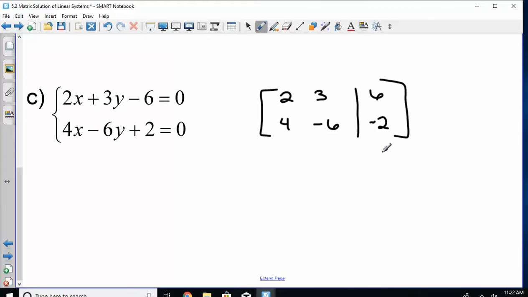The other side. Okay. Size 2 by 3. Okay. All right, let's go the other way. I'm going to give you a matrix and just make sure we can write the equations that would go with it.